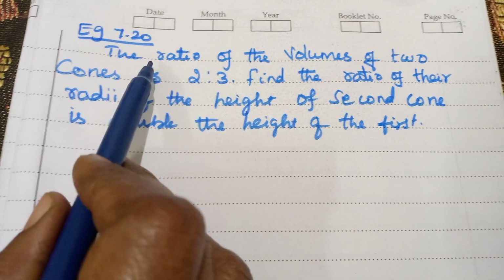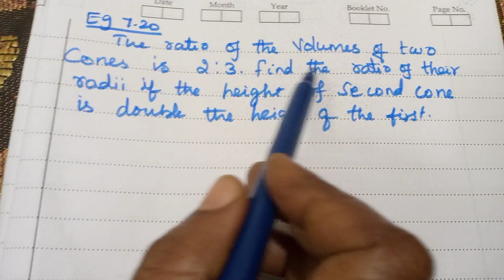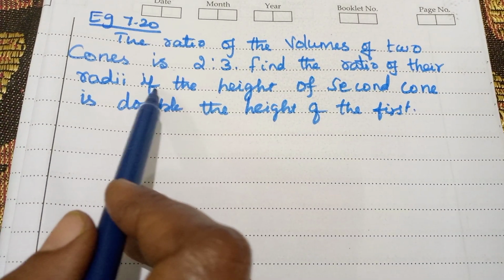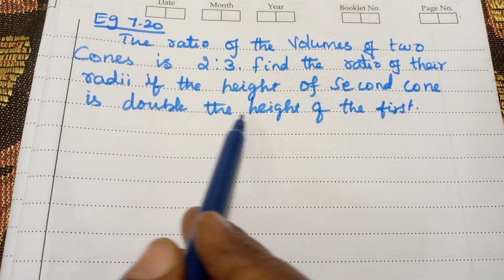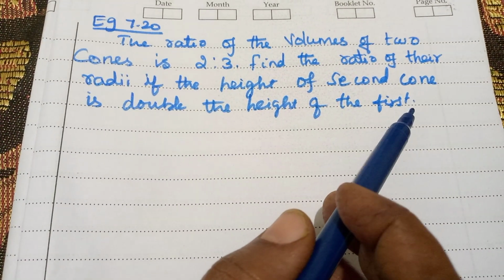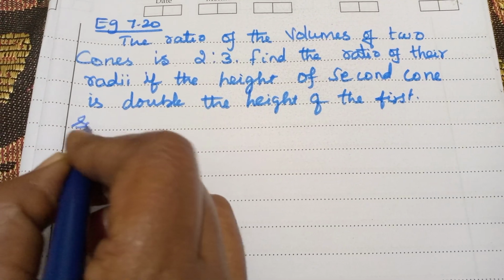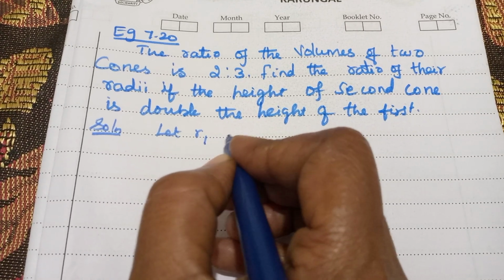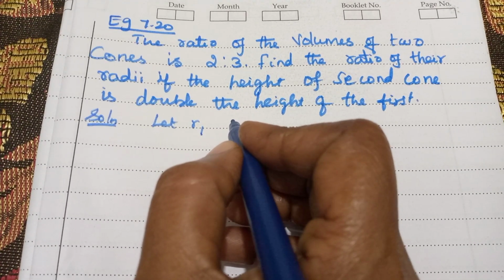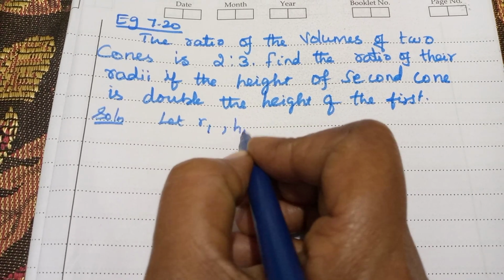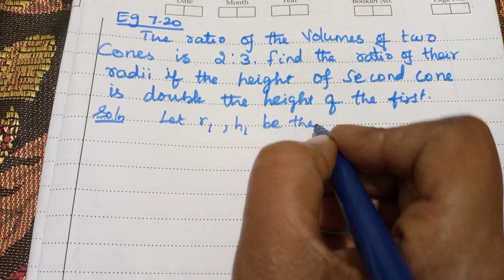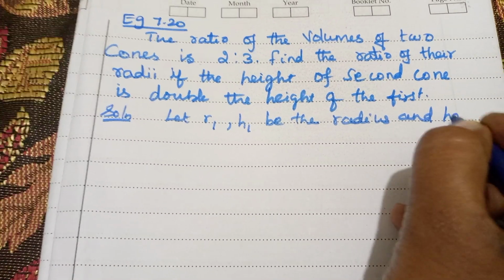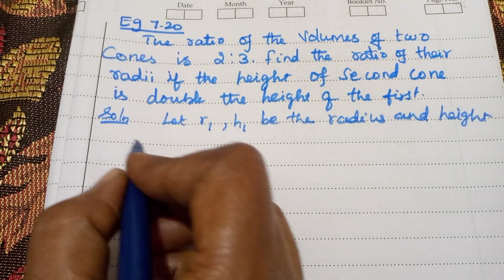Next example 7.20. The ratio of the volumes of two cones is 2:3. Find the ratio of their radii if the height of the second cone is double the height of the first one. Okay, so let us take, let r1 comma, here two cones mentioned, no? So r1, r2, h1, h2, like that we have to take. r1 comma h1 be the radius and height of the cone 1.